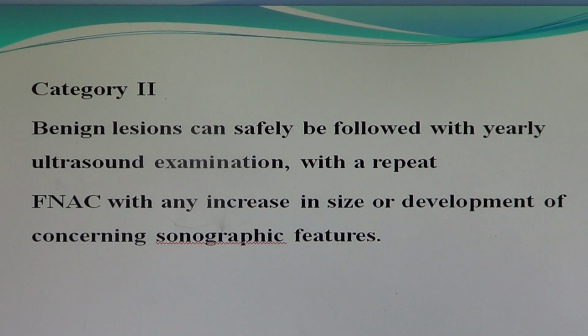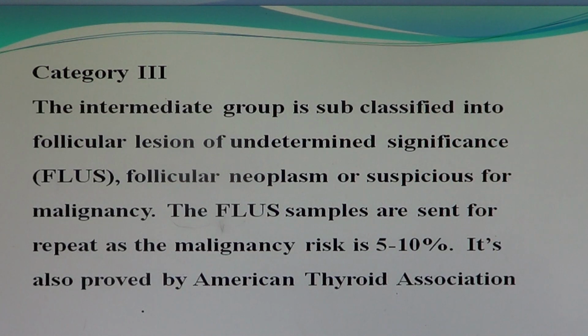Category 2 are benign lesions, which can safely be followed with early ultrasound examination with repeat FNAC with any increase in size or development of concerning sonographic features. Category 3 includes the intermediate group, which is subclassified into follicular lesion of undetermined significance, FLUS, follicular neoplasm, or suspicious for malignancy. The FLUS samples are sent for repeat as the malignancy risk is 5 to 10%. It is also approved by the American Thyroid Association.